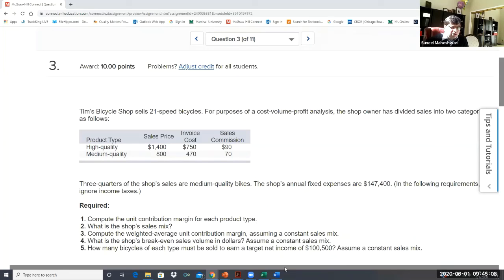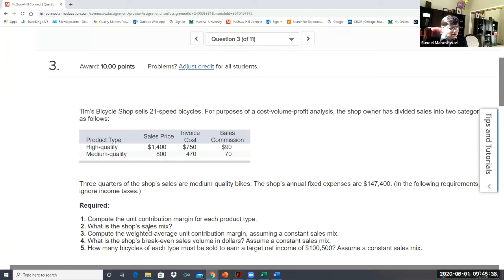So here is the information that you have got. Suppose it has two products, a high quality and a medium quality product. It could be any two products, really doesn't matter. Okay. Your sales price is given to you, your invoice cost is given to you, your sales commission is given to you. Your fixed expenses are given to you.